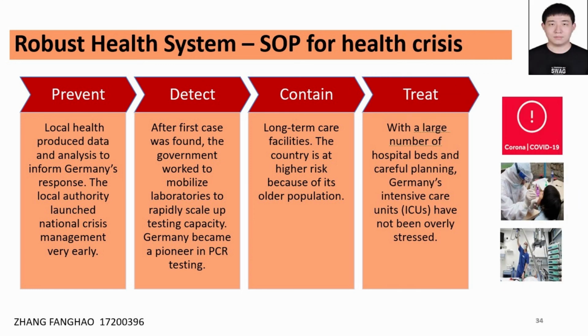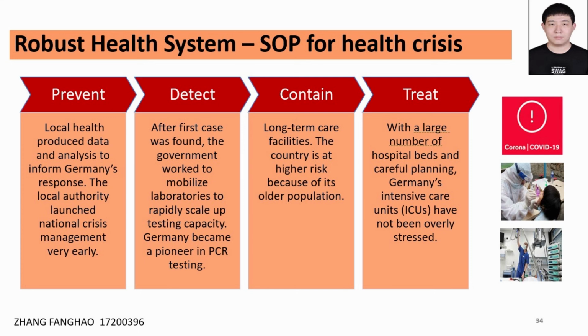The next part is robust health system, which is based on the SOP, Standard Operation Process, for Germany to confront the health crisis. The first segment is prevent. The local health authority have produced data and analysis to inform Germany's government's response. The scientists mobilized in early January to launch national crisis management to understand the danger of the pandemic.